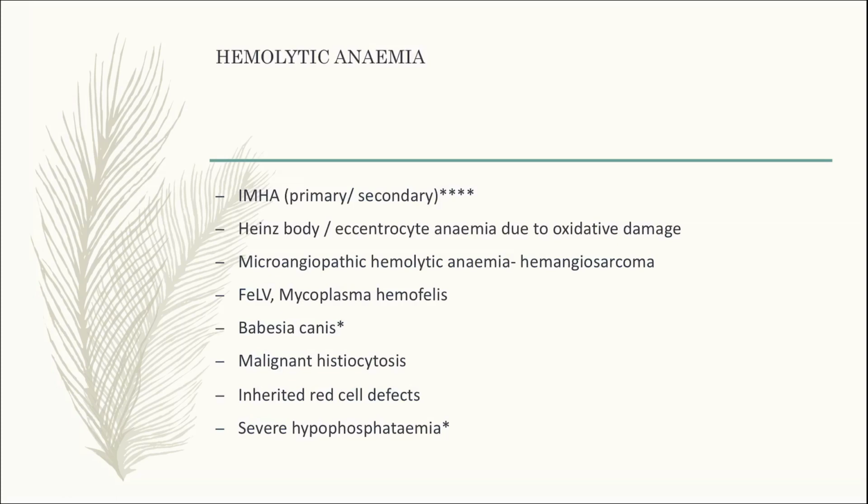And this is really bad when a patient has inherited red cell defects, and such patients will need a lot of blood transfusions throughout their life. And severe hypophosphatemia can also cause hemolysis because RBCs are made up of lipid bilayers, and if there is hypophosphatemia, erythrocytes are very fragile and they are prone to get destroyed by minimal wear and tear, like minimal force, so that can also cause hemolytic anemia.